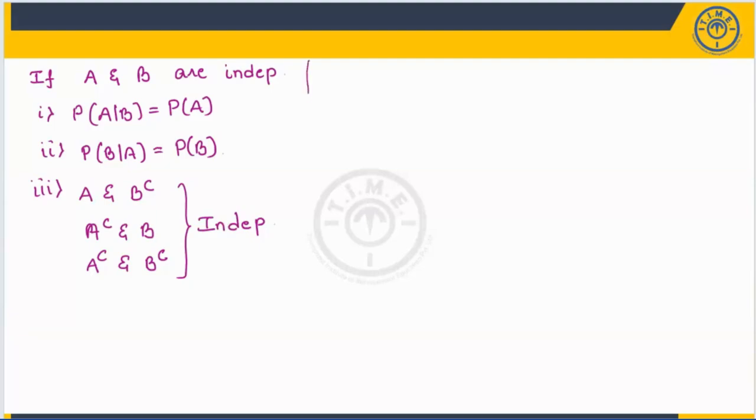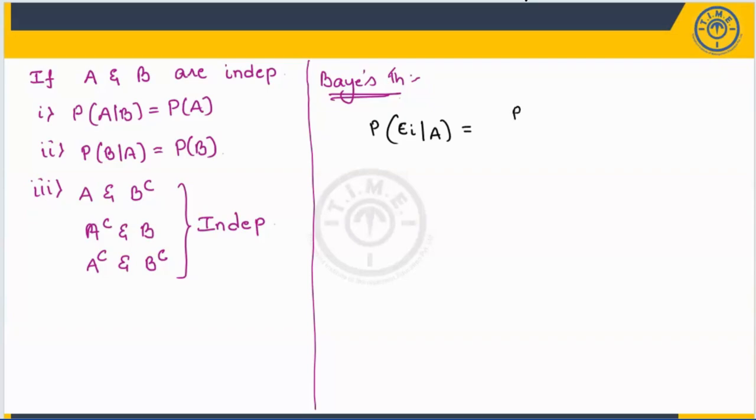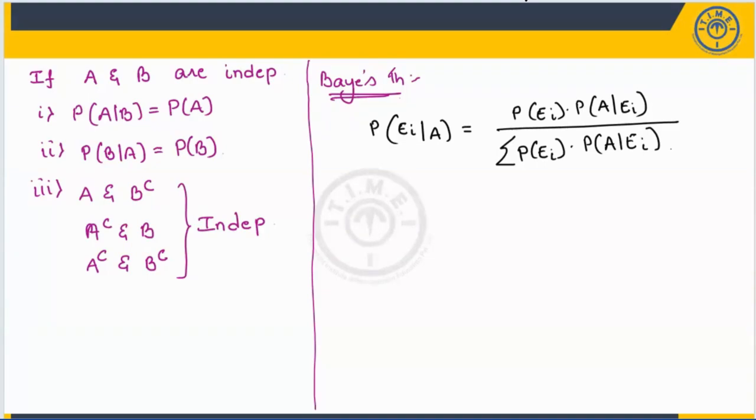Now, again, the next concept is the Bayes theorem. What the Bayes theorem says is that the conditional probability of an event EI given A has already occurred is given by P of EI into P of A given EI, divided by the total theorem, that is the summation of P of EI into P of A given EI. Now, how do we identify that the question is on Bayes theorem?